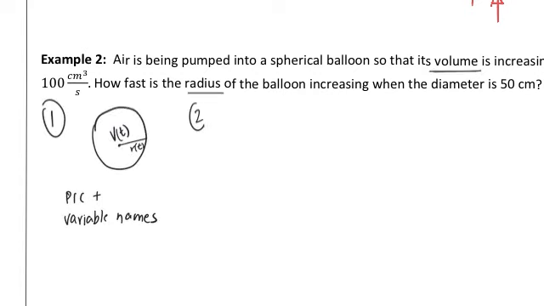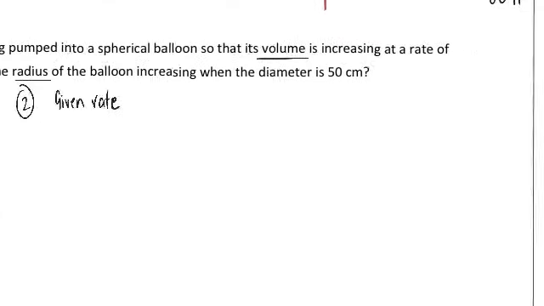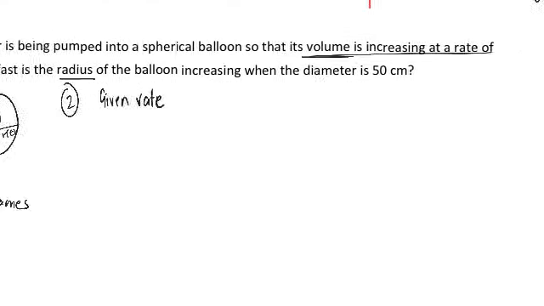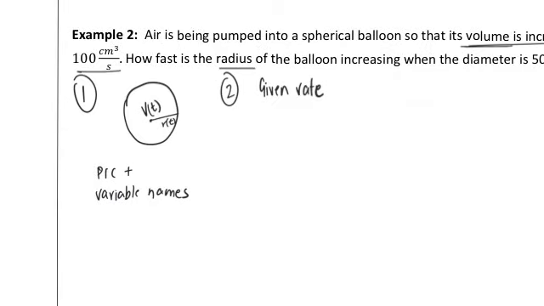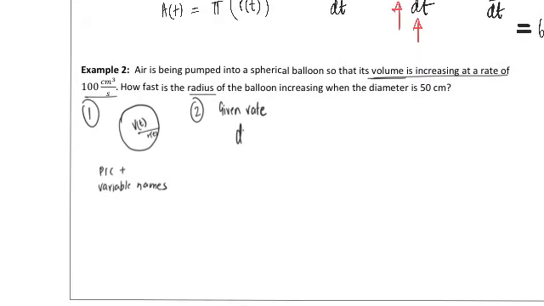Okay, the second step is to identify the given rate. You will always be given one rate. In this problem, we're given that the volume is increasing at a rate of 100 centimeters cubed per second, so dV/dt is the given rate.